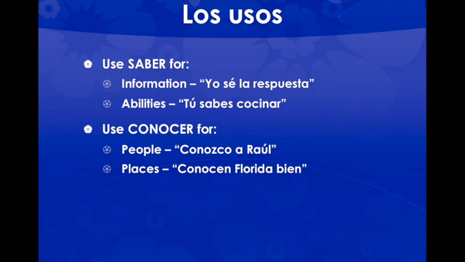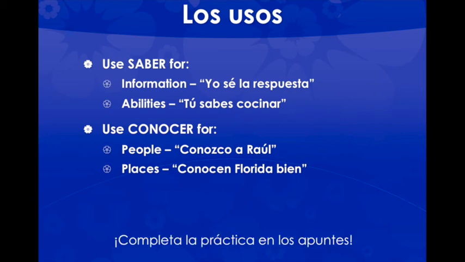So one big thing to notice is that if I say I know Florida, that's knowing a location. That would be conocer. But if I was to say I know where Florida is, although it sounds like I'm talking about knowing a location, that is actually considered information because it's information about the location of something, not knowing the place itself. So we'll see some examples on that.